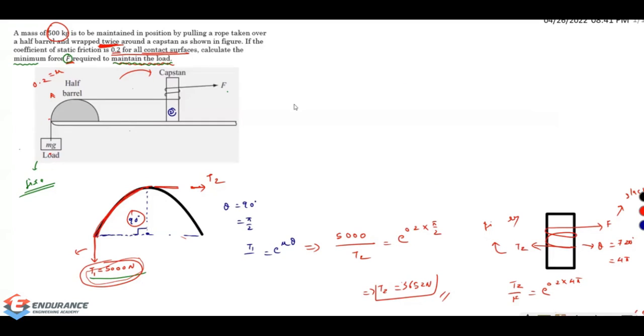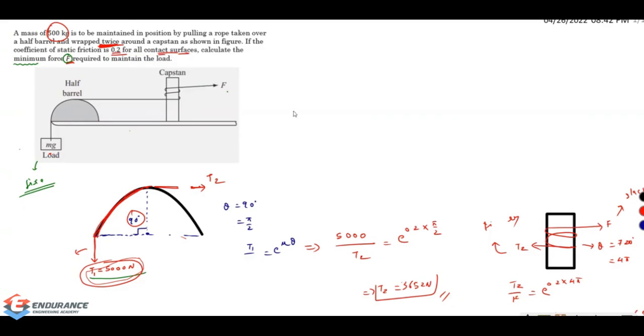No. You should not do it like that. That is not correct. See here, you are rolling it two times, so that is why you are getting the angle as 720 degree. But here it is only 1/4. 90 degree means you are wrapping it by 1/4 only. So directly 5000 by 0.6 is not correct.